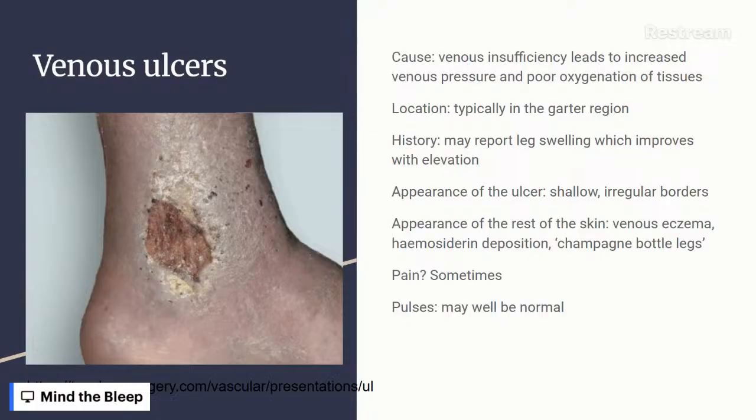Is it painful? Not typically, but it can be. Sometimes patients don't feel any pain, and they won't really have necessarily noticed it, especially if they've got dementia or they're delirious for some time. So don't always go looking for pain. And in terms of the pulses, they may well be normal because it's not an arterial cause, it's a venous cause. So that's venous ulcers.